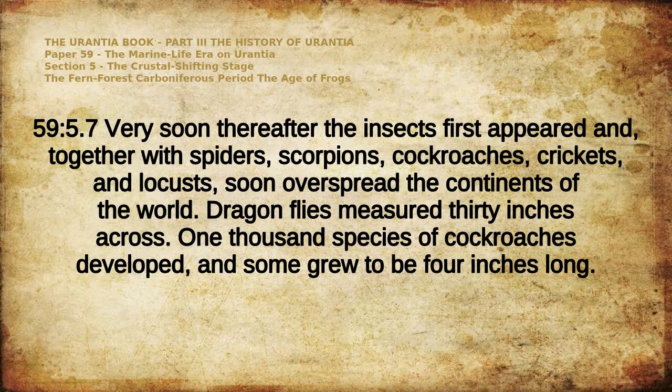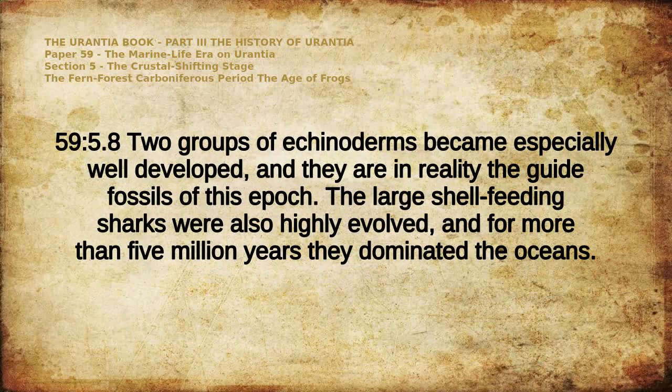Very soon thereafter, the first insects appeared, and, together with spiders, scorpions, cockroaches, crickets, and locusts, soon overspread the continents of the world. Dragonflies measured 30 inches across. 1,000 species of cockroaches developed, and some grew to be 4 inches long. Two groups of echinoderms became especially well developed, and they are, in reality, the guide fossils of this epoch. The large shell-feeding sharks were also highly evolved, and for more than 5 million years they dominated the oceans.